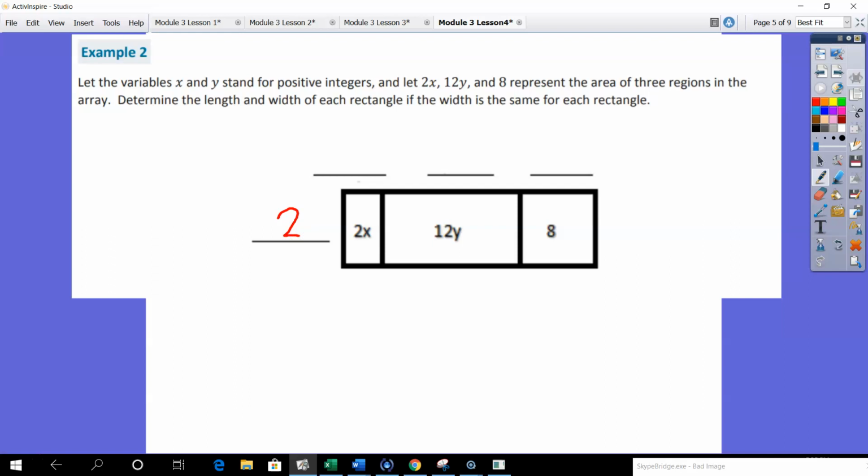Okay, so we're looking at an array. So just like in a rectangle, you do length times width. So 2 times what gives me 2x? Well, 2 times x gives me 2x. 2 times what will give me 12y? 2 times 6 gives me 12, and then I need the y. 2 times what gives me 8? 4.